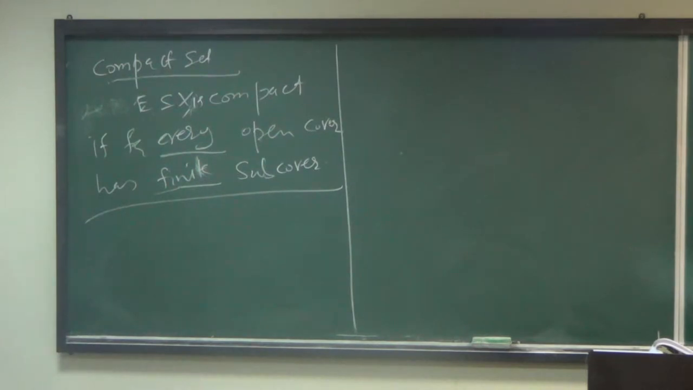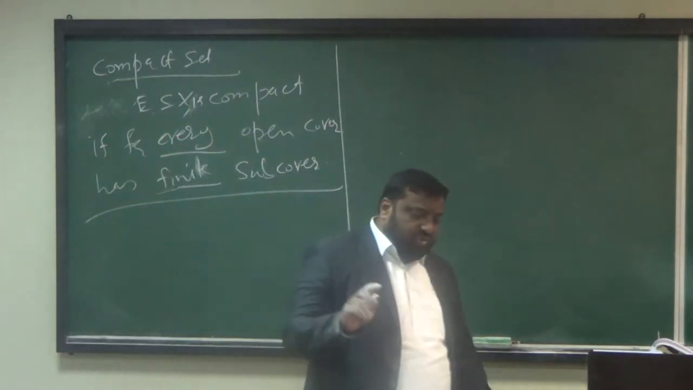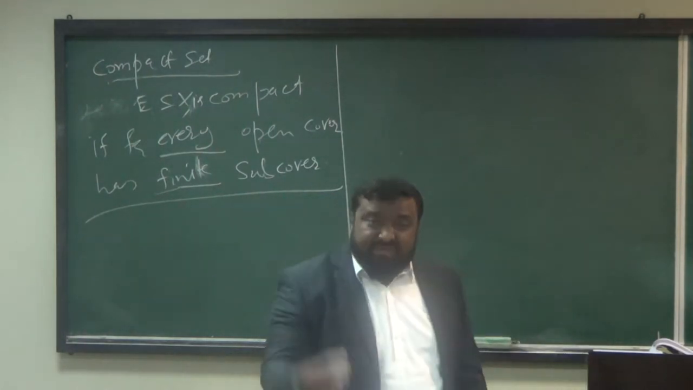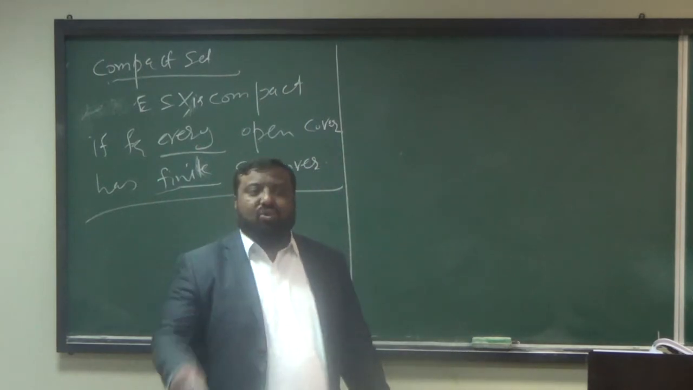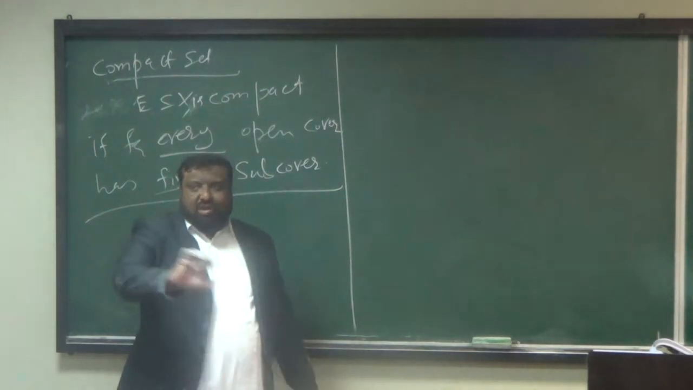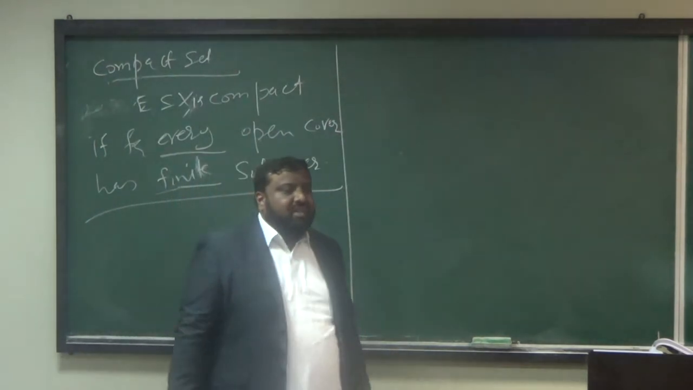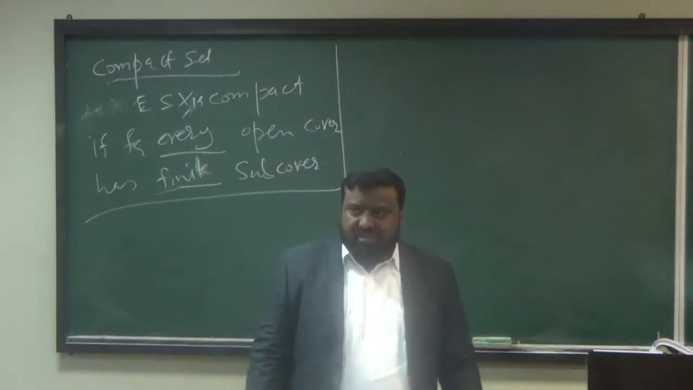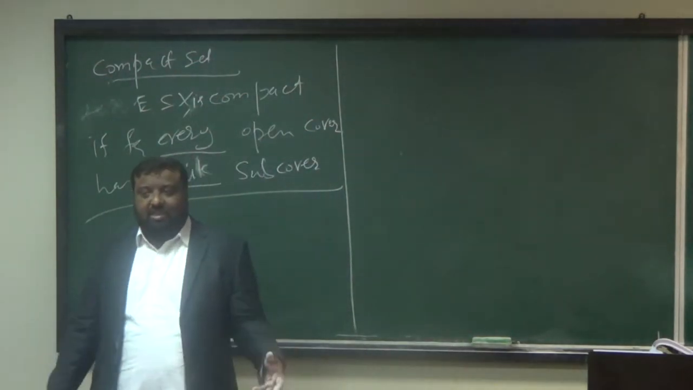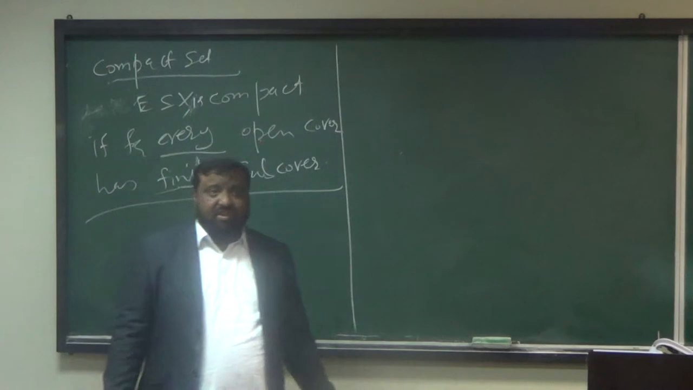Sir, to make a compact set, we only need finite subcovers for every open cover. That E is compact if for every cover, you can always find a finite subcover. So in other words, for every cover, you can always remove loads of unnecessary open sets from it, and remain with only a finite number of open sets, a subcollection containing a finite number of open sets, which is going to cover your set E.